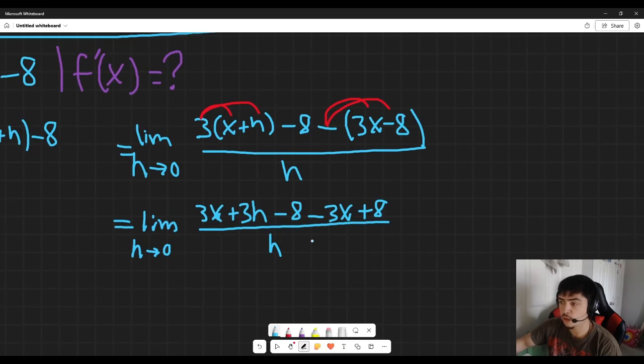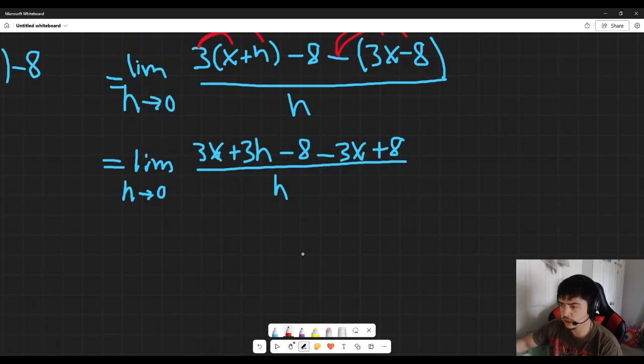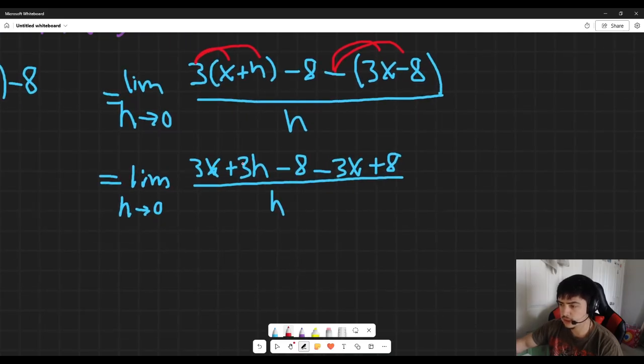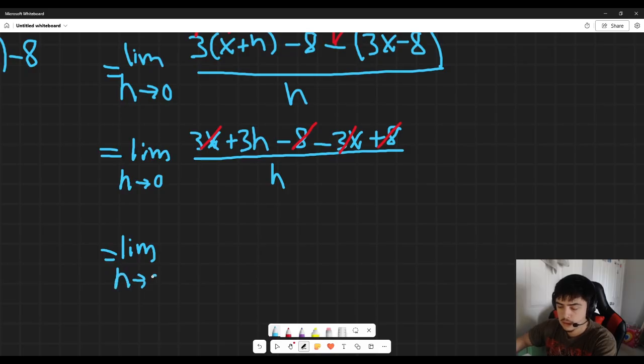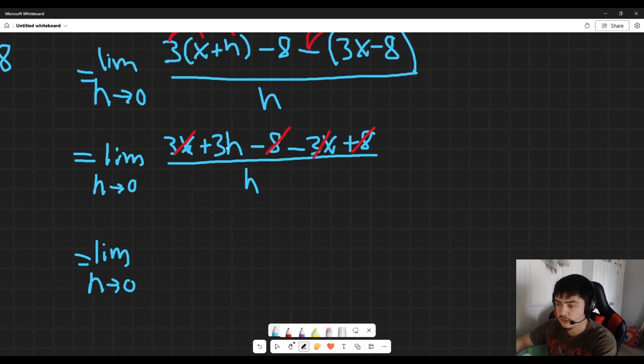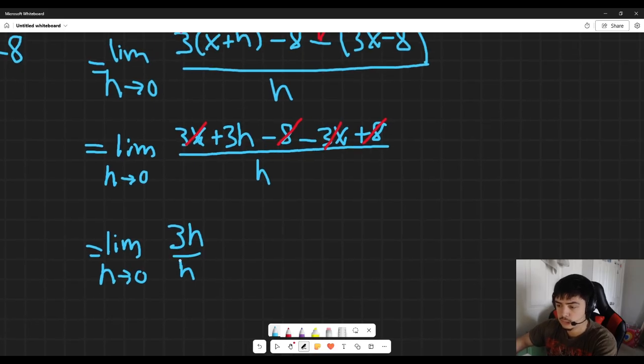So now we've distributed everything, and hopefully we can cancel some stuff. If we look closely, we have a 3x. We also have a negative 3x. So 3x minus 3x is 0. So those go away. And look, we have a negative 8. We have a plus 8, which is perfect. We cancel those out as well. So rewriting our limit, now we have 3h over h, which is nice.